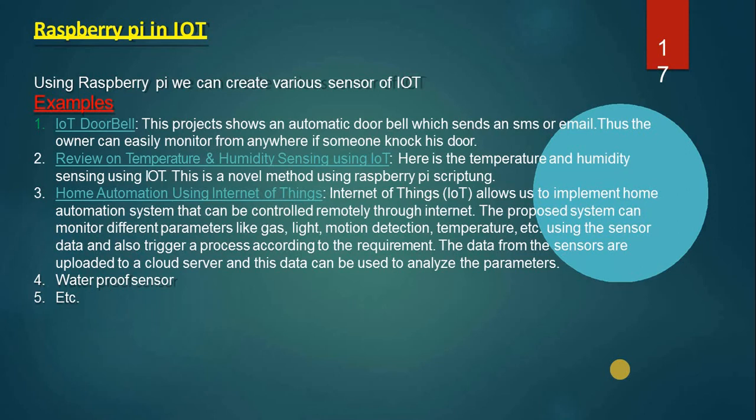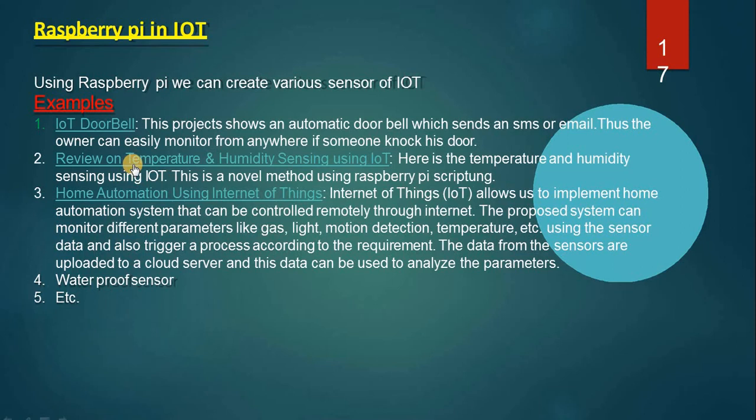Next point is Raspberry Pi in IoT. Using Raspberry Pi, we can create various sensors of IoT. Example number 1 is IoT doorbell. This project shows an automatic doorbell which sends an SMS or email. Thus, the owner can easily monitor from anywhere if someone knocks on his door.